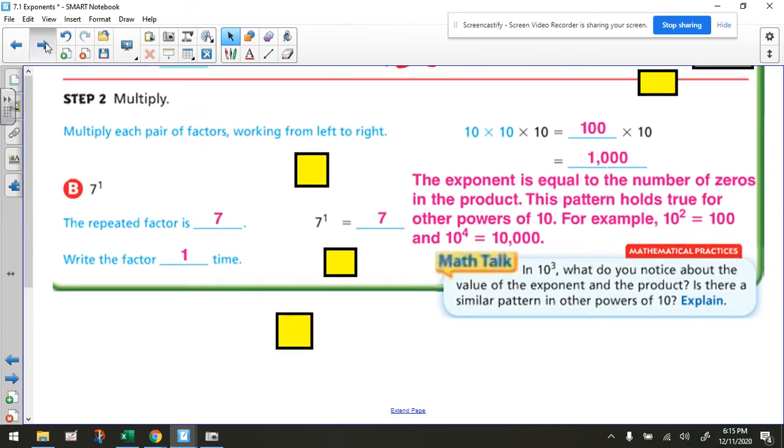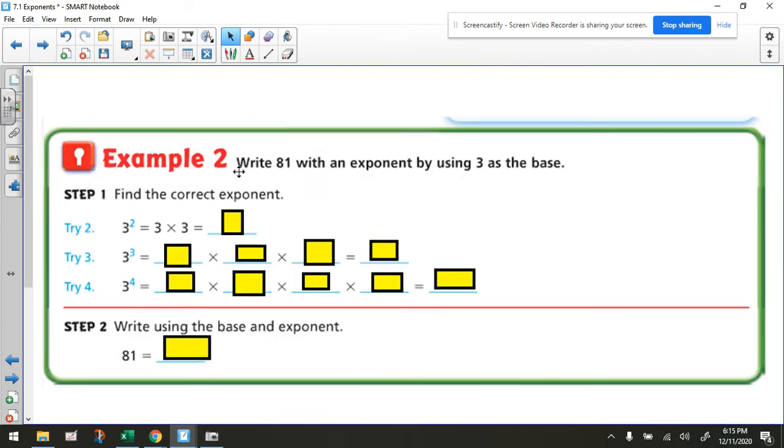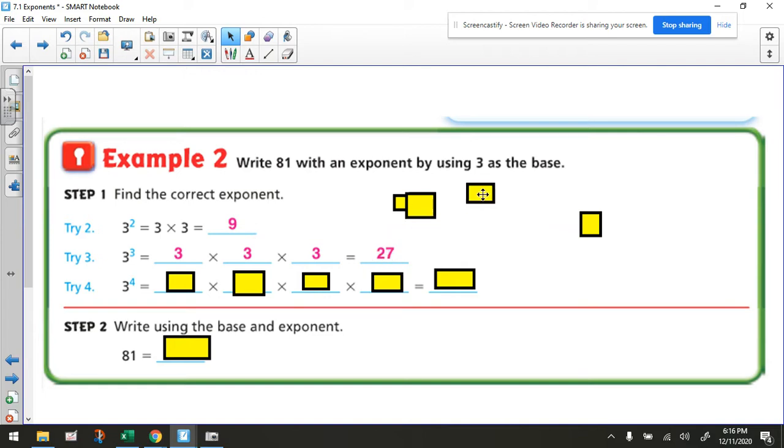All right, moving along. Write 81 with an exponent by using 3 as the base. If we try 3 squared and we figure out what 3 times 3 is, we would get 9. If we try adding another 3 in with that, because we already know 3 times 3 is 9, so if we do add in another 3, in other words, take this and multiply it by this extra 3, we would get 27.